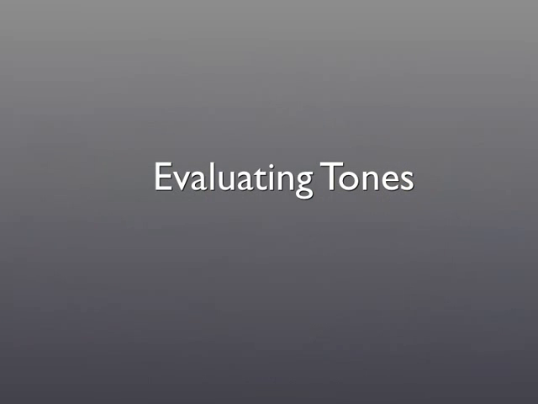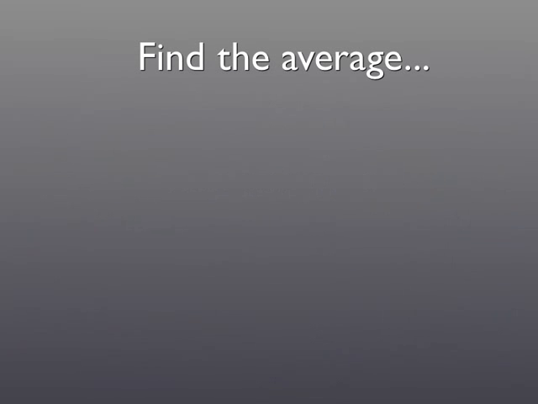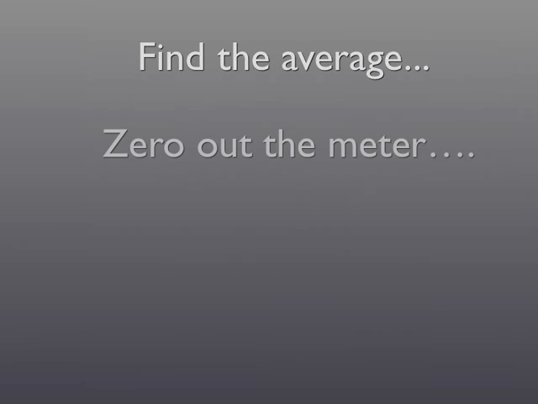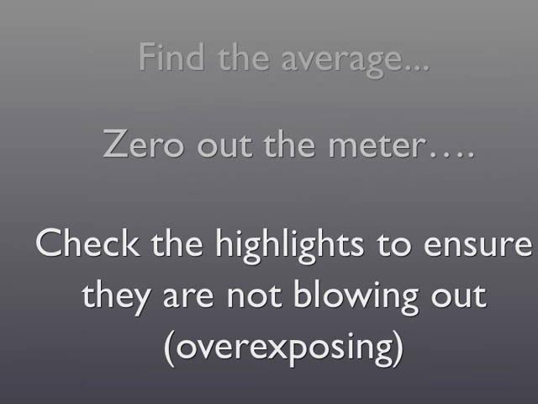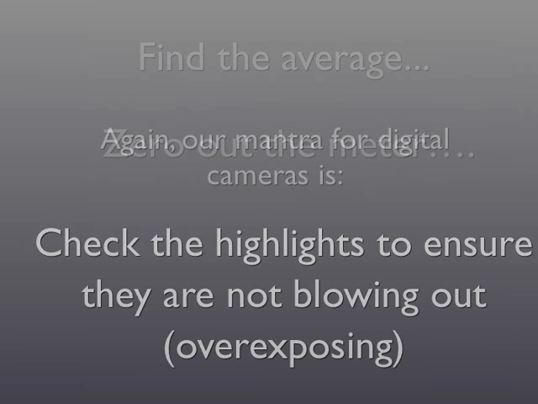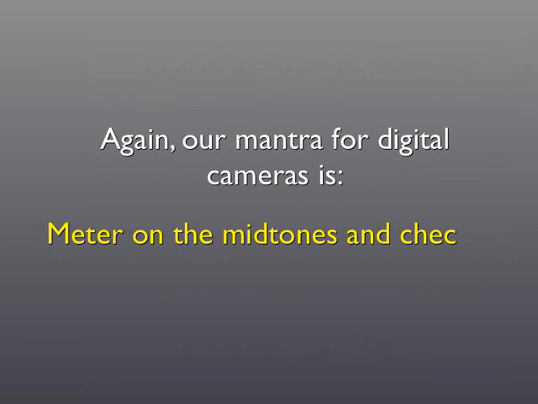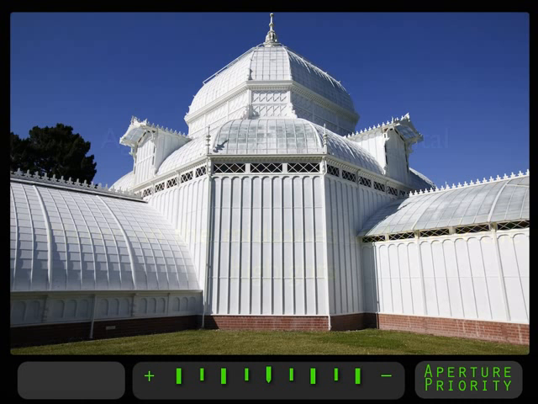So now let's look at how we would evaluate some common scenes. Find the average tone, zero out the meter on that tone, and then check the highlights to ensure they're not blowing out. So again, our mantra for digital cameras is meter on the midtones and check the highlights. Let's see how that works.